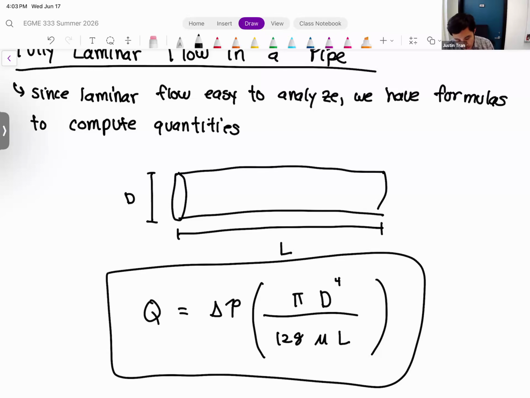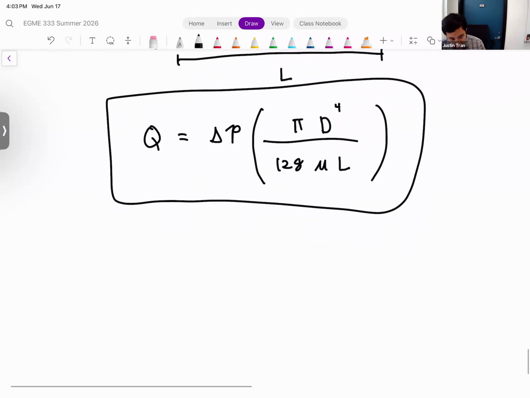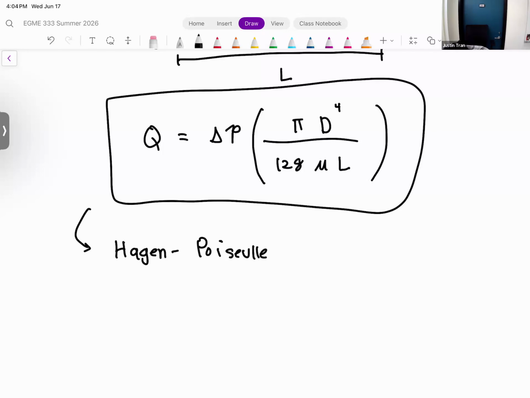Okay. All right. So this formula here is actually very famous, and it is derived from an analytical solution to Navier-Stokes. This formula is credited to Poiseuille. It's actually credited to both him and his assistant, someone named Hagen. And so this is called the Hagen-Poiseuille equation. I always forget how to spell Poiseuille.